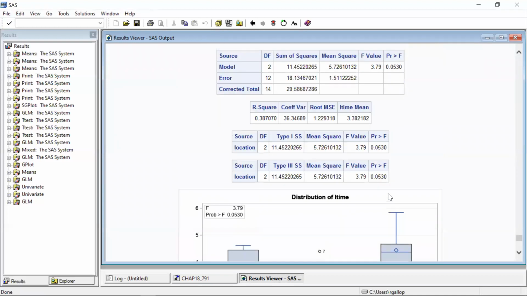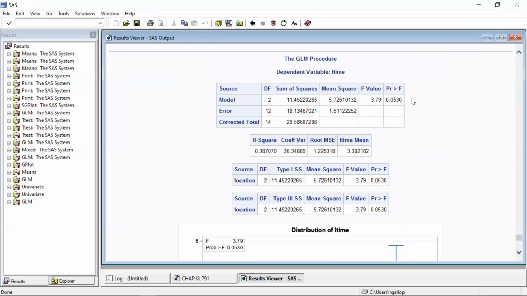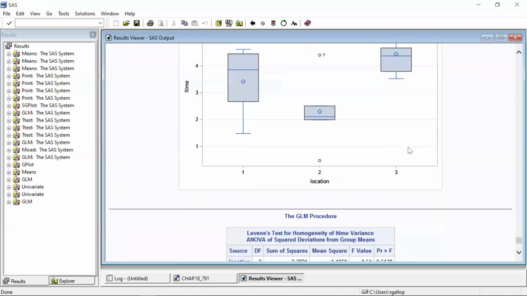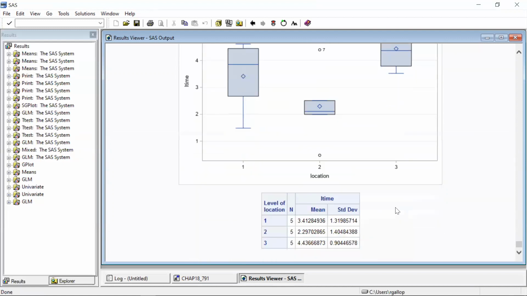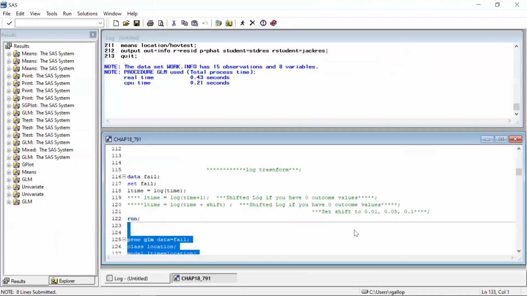okay, when I fit the log transformation, it's not significant. Based on available data, we do not have sufficient evidence to indicate that the average failure time is significantly different across the 3 levels of location. If your alpha was 0.10, it would be significant in that case. No issues with respect to Levene's test, the violation. You look at standard deviations, they're pretty close, and that's not surprising.